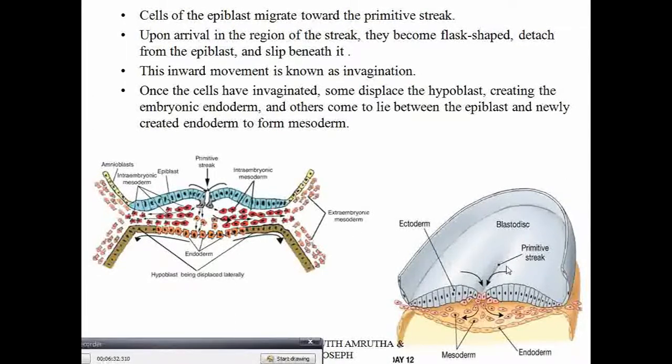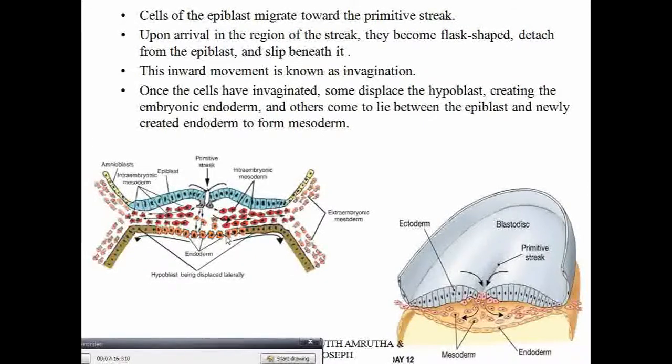This inward movement is called invagination. So the movement of the epiblast cells to the primitive streak and slipping away from the epiblast is called invagination. Once the cells have invaginated, some displace the hypoblast. Some of the cells derived from the epiblast, which pass through the primitive streak, are going to replace the hypoblast. Hypoblast is here, and this is the epiblast. So some hypoblast cells are getting removed, and the newly formed cells are called the endoderm.